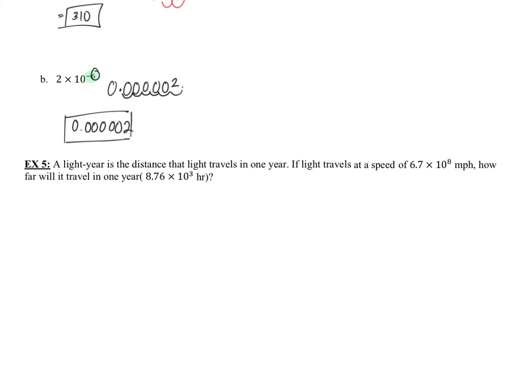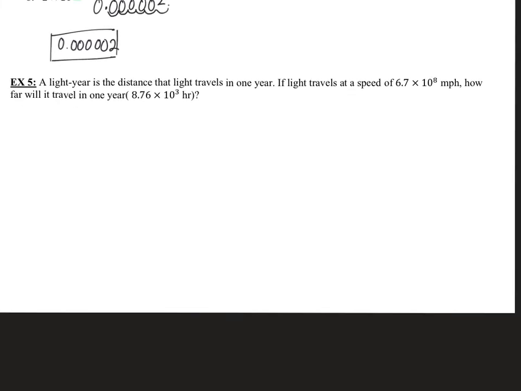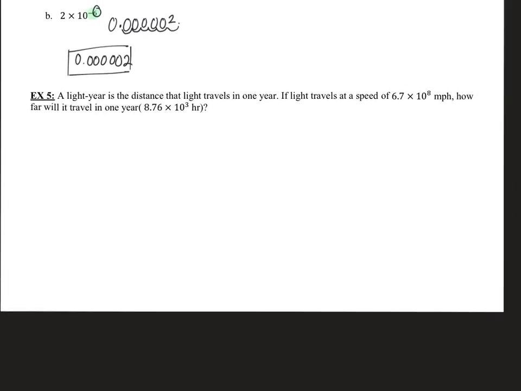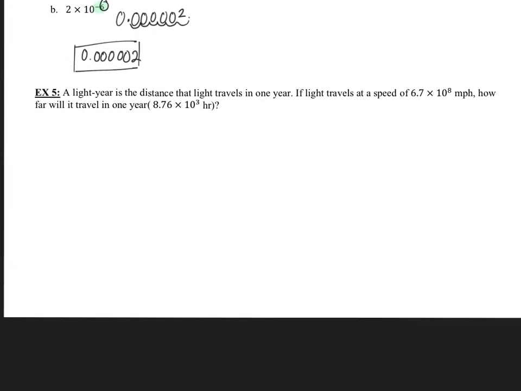All right, last example. A light year is the distance that light travels in 1 year. If light travels at a speed of 6.7 times 10 to the 8th power miles per hour, how far will it travel in 1 year? And that is given as 8.76 times 10 to the 3rd.